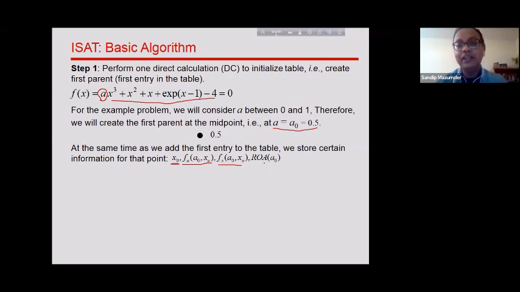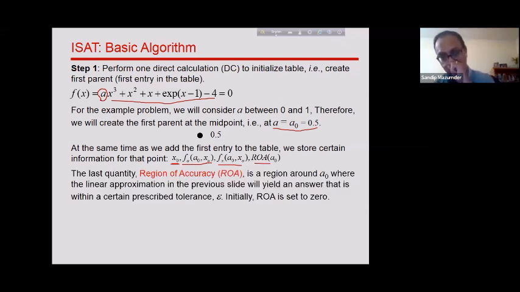And then finally, I have this quantity called ROA. What is this ROA? This is what we call the region of accuracy. This is a region around A0 where the linear approximation that we showed in the previous slide will yield an answer within a certain prescribed tolerance. In other words, we're saying that if I go slightly away from 0.5, let's say 0.51, and I use the linear approximation, it is going to give me an answer that is close to the exact root for A equal to 0.51 within a certain prescribed tolerance. That's what we are calling our region of accuracy. And initially, I'm going to set that region of accuracy for this point to be 0.